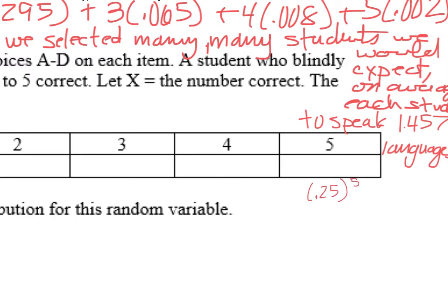So this was something that we saw back in Chapter 5. Each question's independent, so we just multiply those probabilities together, or AKA take it to the 5th power. That's going to be 0.00098, so really low chance of getting that.